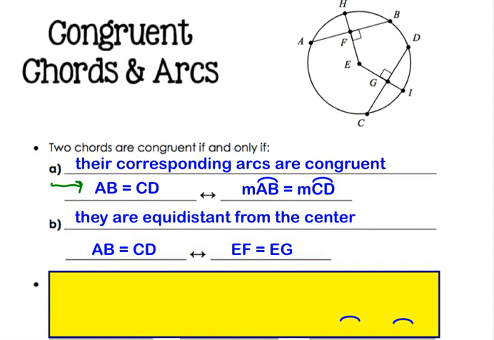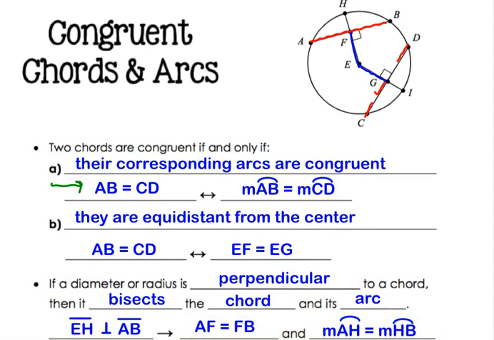They are equidistant from the center. So if I know that FE is congruent to EG, then I would know that AB is congruent to CD. Or vice versa. If I know my two chords are congruent, so if I just had this picture, I knew they were congruent, then I would know FE is equal to EG. Okay?